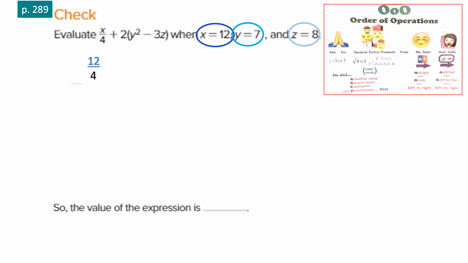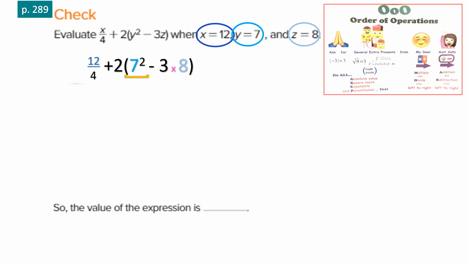So if I have, for the x, 12 instead of x, then I put 12 over 4, plus the 2. For the y, we know it's 7, so that's going to be 7 squared, minus 3z, a coefficient touching a variable means multiplication. We know for z it's equal to 8, so that's why we have 3 times 8. Now I have to go through my math steps.